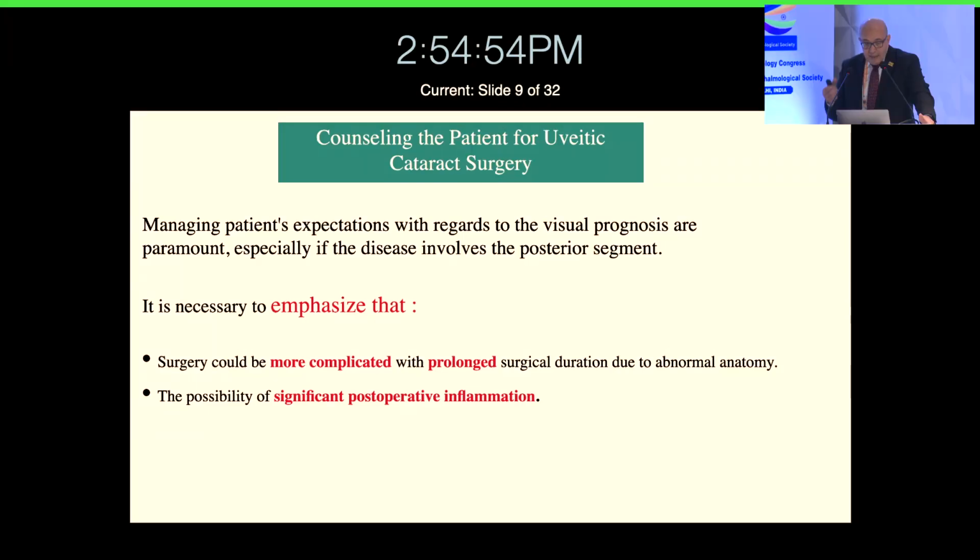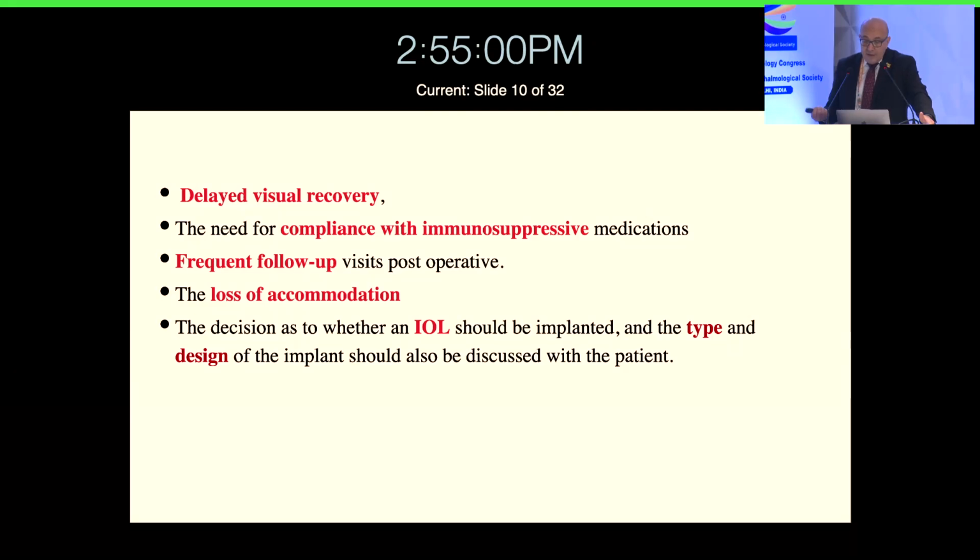So, counseling the patient. You must take a long time. Counseling of the patient may take much more time than the operation itself because of the risks: more complicated, more prolonged surgery, significant postoperative inflammation, delayed visual recovery, compliance with immunosuppressive treatment, frequent follow-up visits, loss of accommodation, which IOL type, implant or not. Sometimes you can't implant.